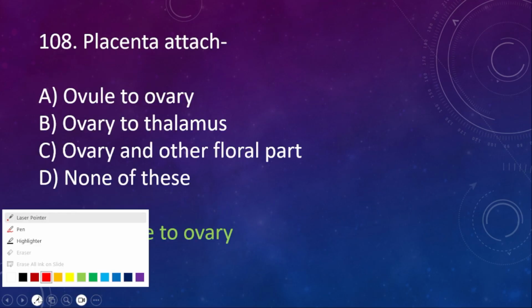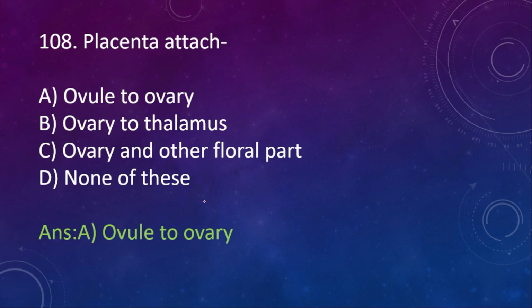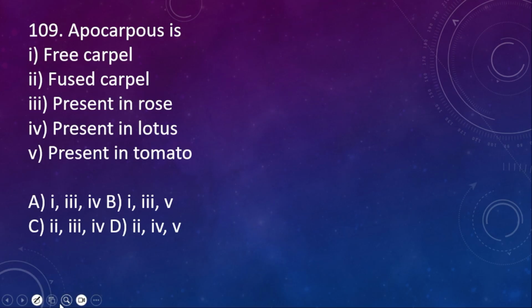Placentation, let's see, if I say this is the ovary, if there is an ovule like this attachment, this point of attachment, so ovule is attaching to what? Ovary. That arrangement, that thing is said to be what? Placenta.